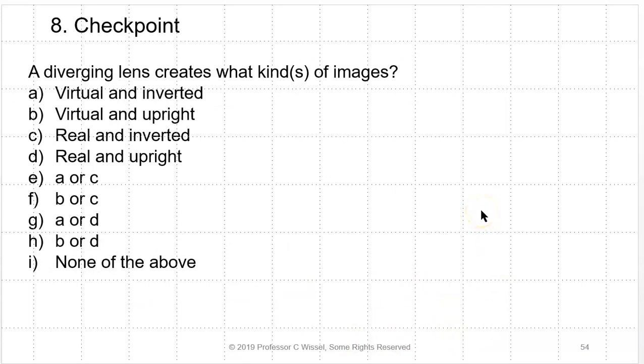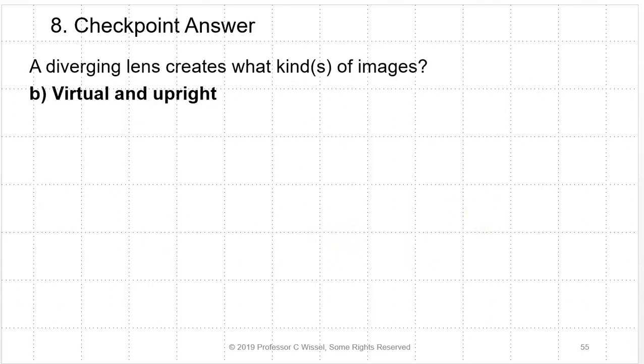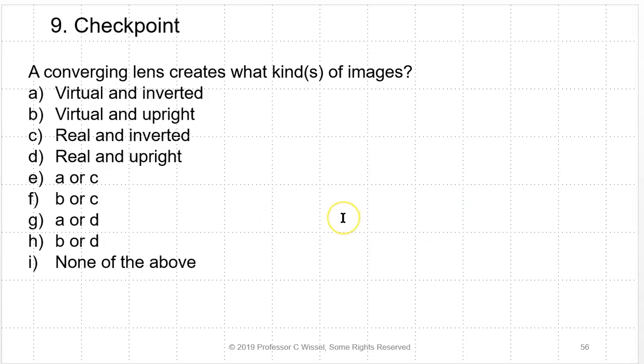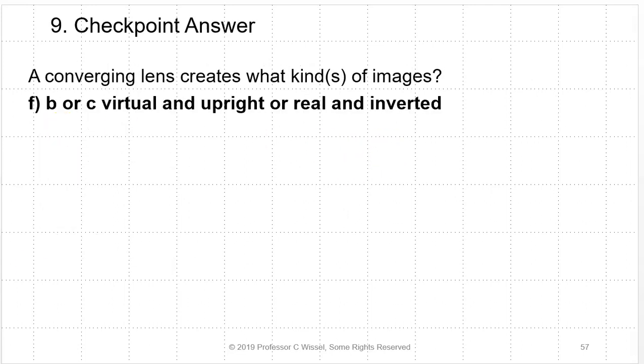A diverging lens creates what kind of images? Well, it will only create a virtual and upright image. It cannot do anything else. It's like a convex mirror. A converging lens creates what kind of images? Well, converging lenses are positive. They're like concave mirrors. They can make a virtual and upright or a real and inverted image.